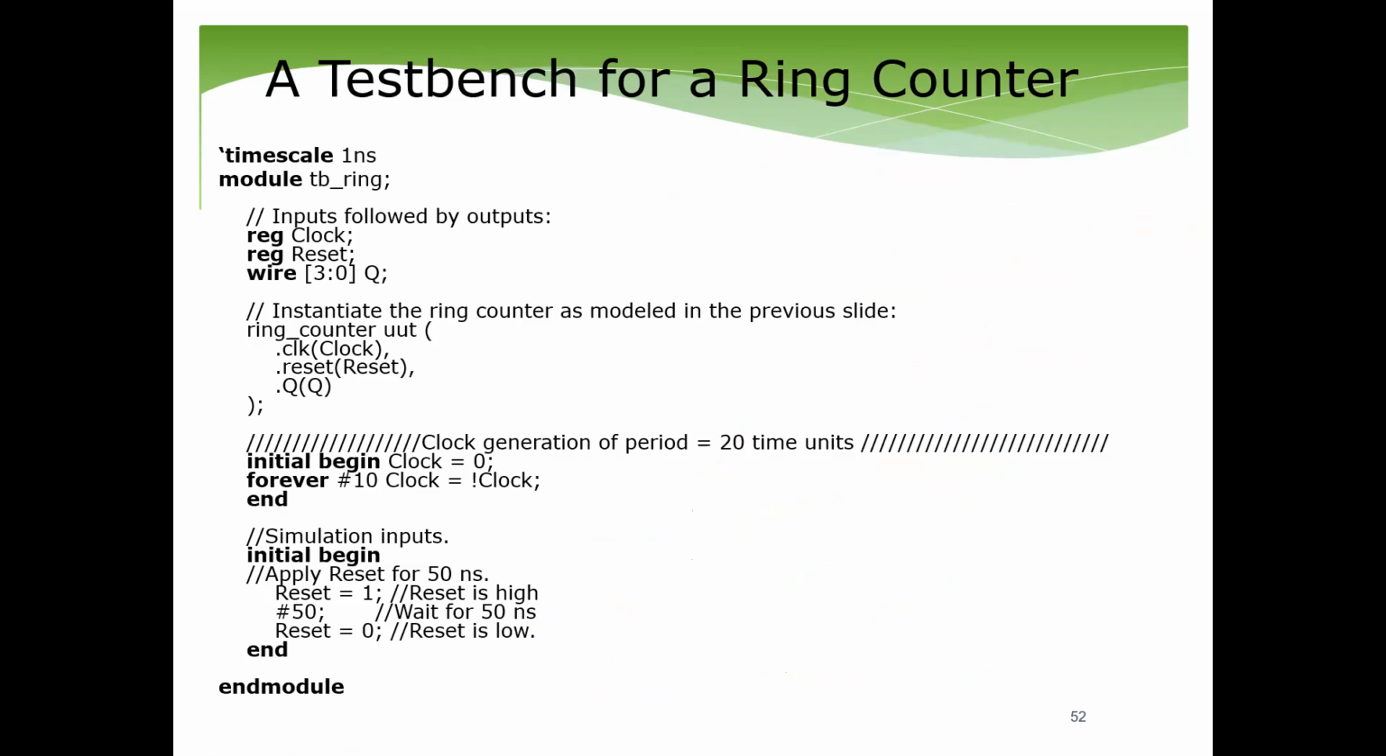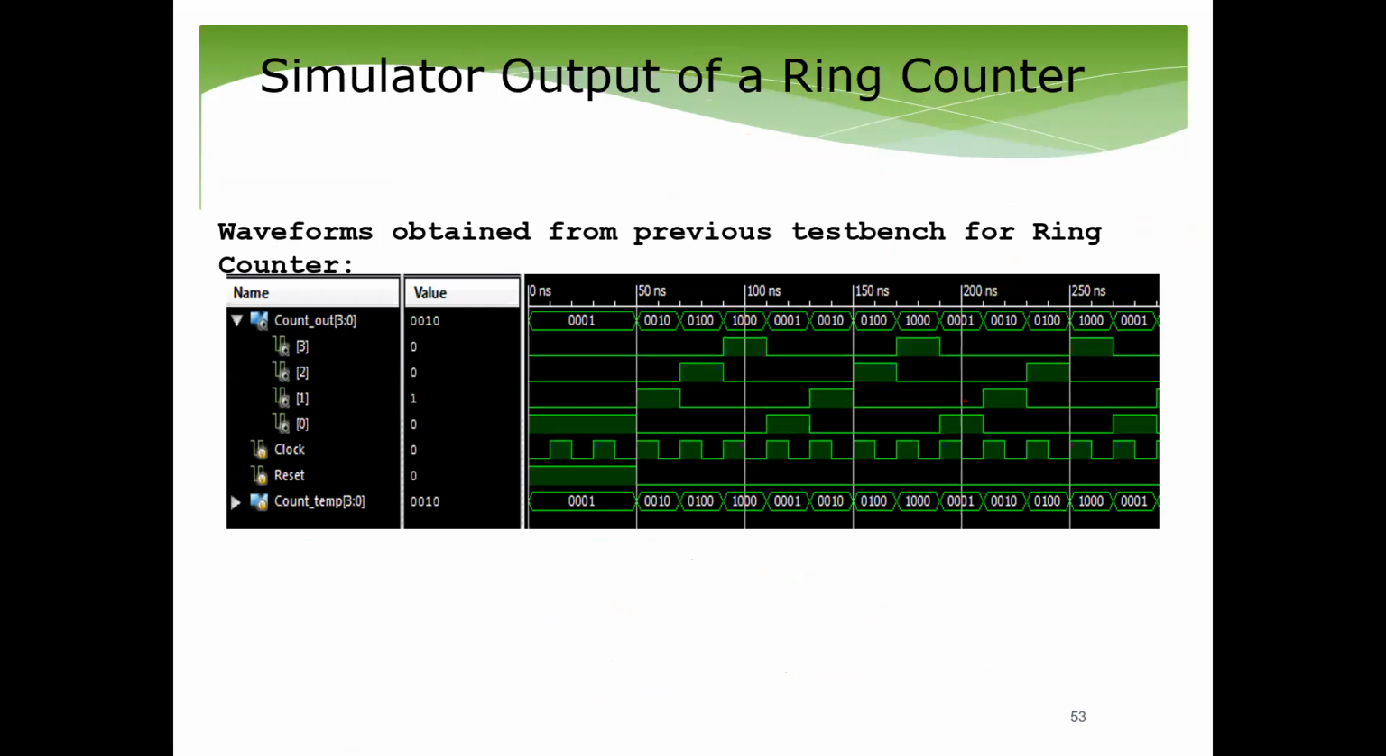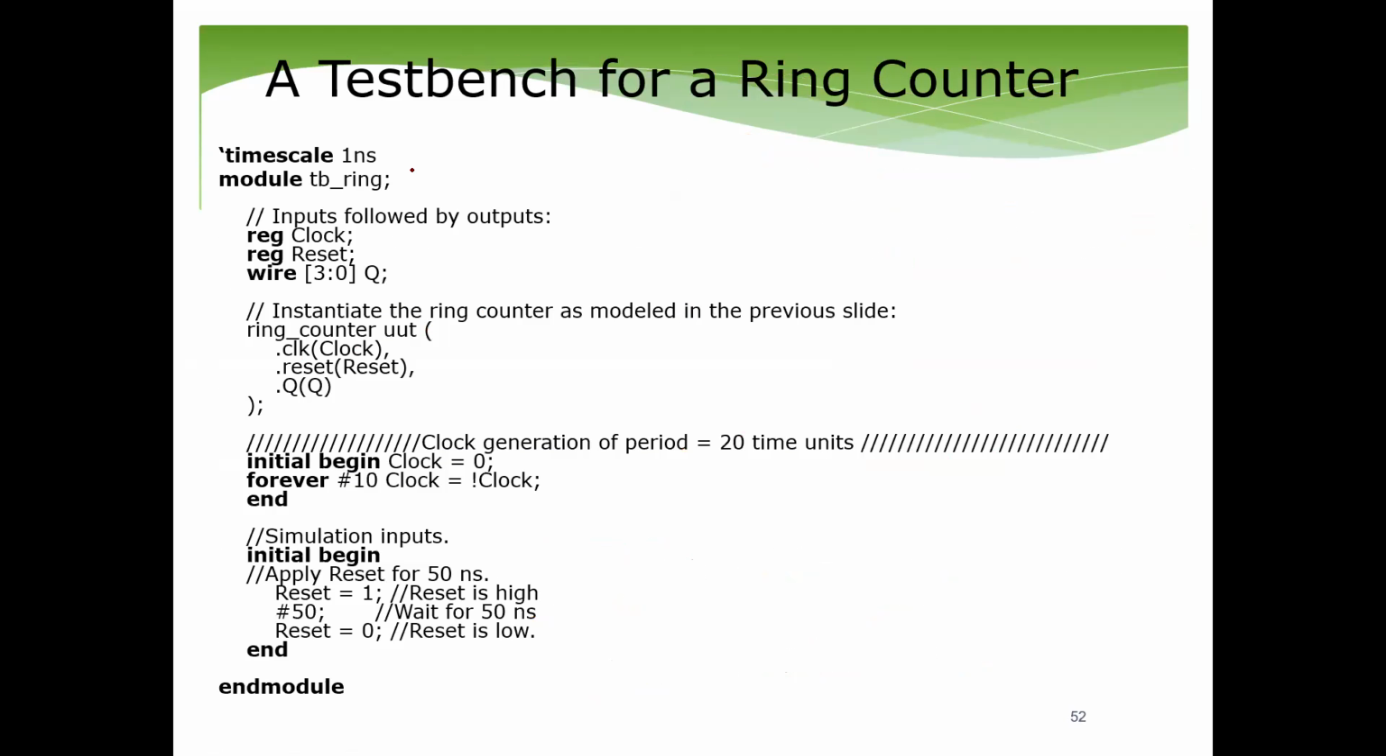This is a test bench for the ring counter, so we can go through it very quickly. We're going to define regs for the clock and reset, and we need a wire for the output, 4-bit output Q. We're going to make an instance of the counter. We're going to connect clock, reset, and Q to our module.